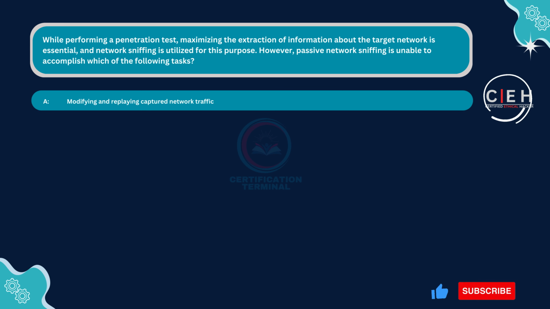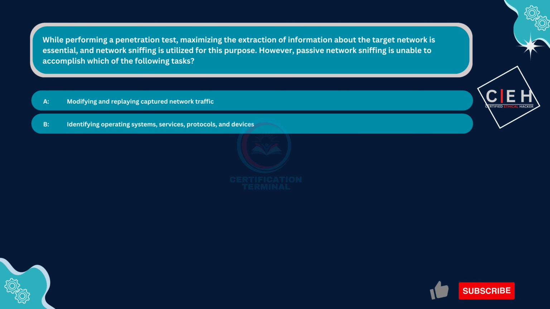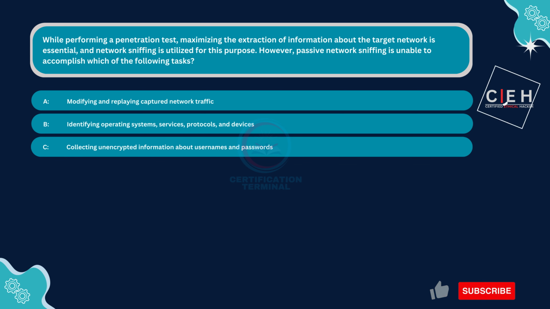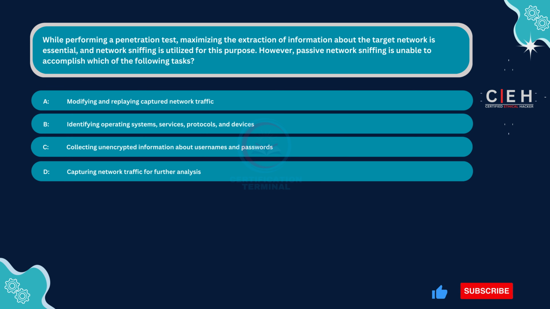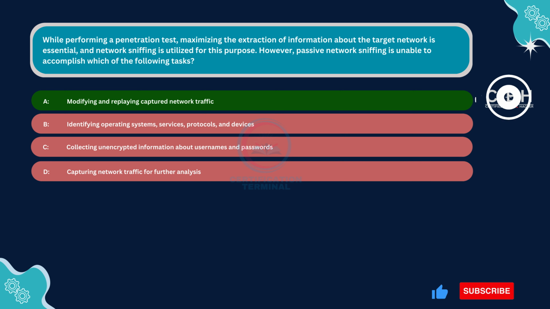Option A, modifying and replaying captured network traffic. Option B, identifying operating systems, services, protocols, and devices. Option C, collecting unencrypted information about usernames and passwords. Option D, capturing network traffic for further analysis. The correct answer is Option A, modifying and replaying captured network traffic.